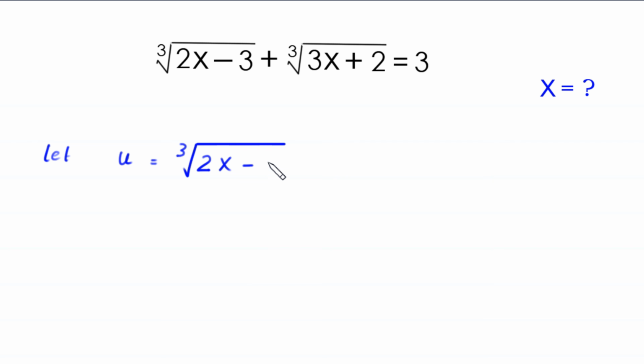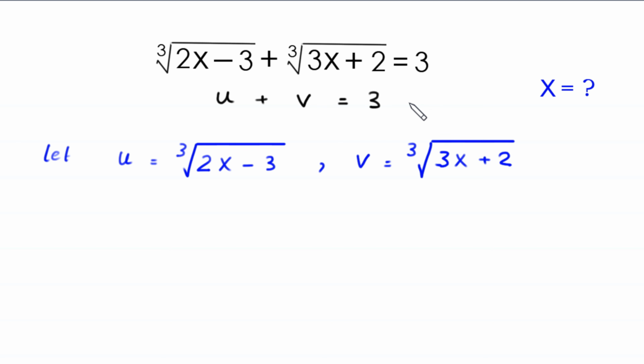2x minus 3, and we suppose that v is equal to this expression, the cube root of 3x plus 2. So the equation will become u plus v equal to 3. Let's call this equation number 1.